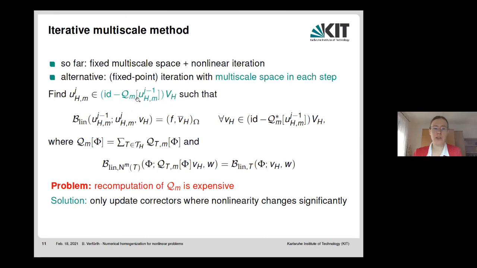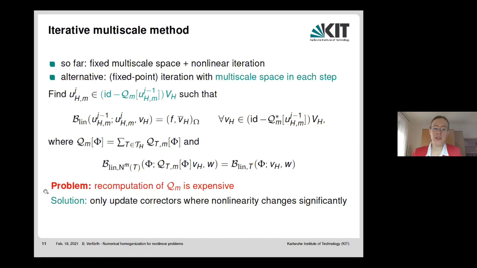So in the jth iterate, you first have to compute the correction operators using the previous iterate. And then you can, again using the previous iterate, solve a linear Helmholtz problem with your multiscale space. So this in particular means that you have to compute the multiscale basis, or the basis functions, in each iterate completely anew. And the computation of these correction operators can become quite expensive. So doing this in every iteration step is maybe not the best choice.